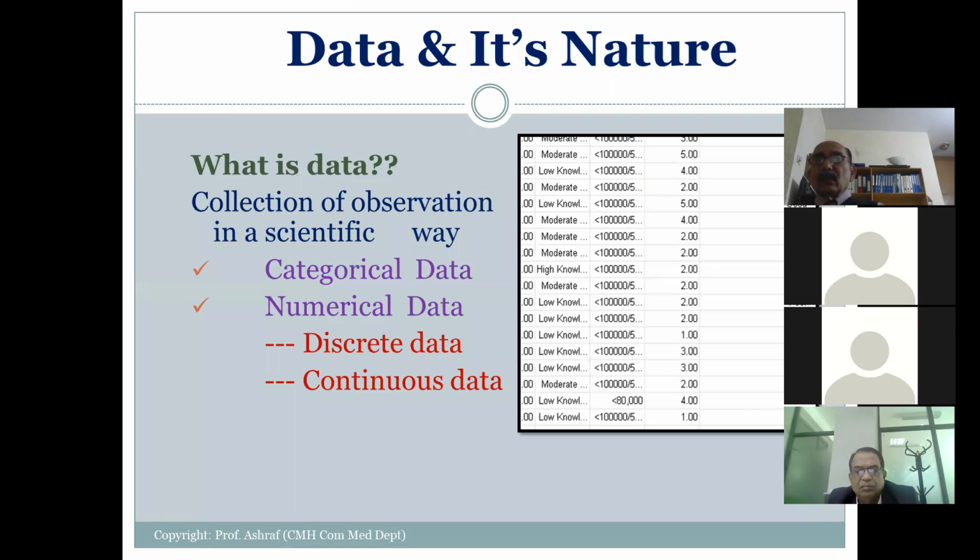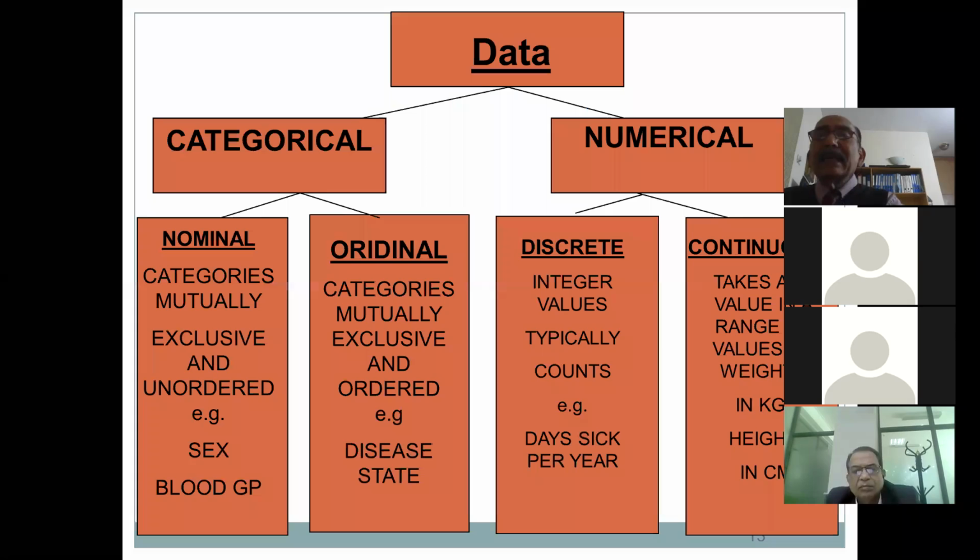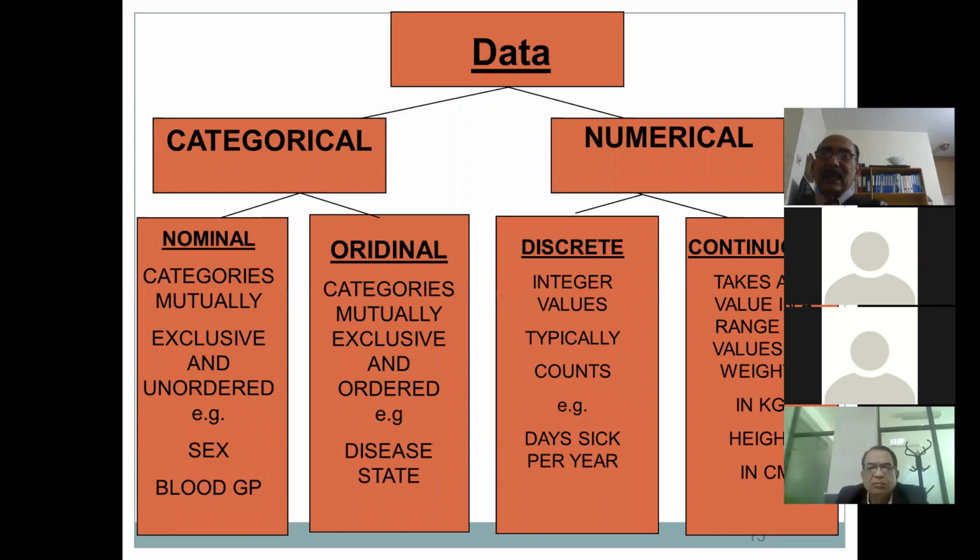Now, what is data? A collection of observations in a scientific way is called data. Now, data is basically of two types: categorical or qualitative. Nowadays, they don't call it qualitative because there is qualitative research also. So it is better you call it categorical data, and numerical data. Numerical data is further of two types, discrete data and continuous data. Now, categorical data means you can categorize your data, your variables. You cannot measure it. You can only make categories. It is further of two types.